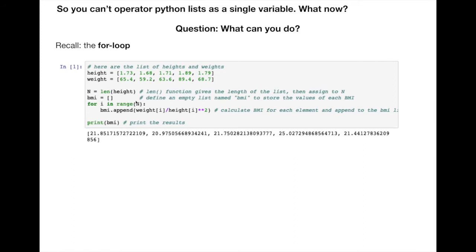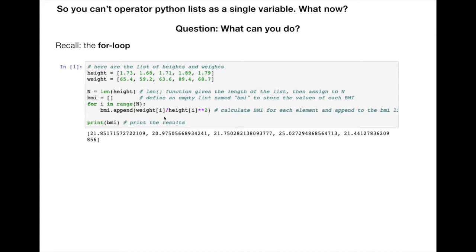One is that range n gives me from 0 to n-1. That's a list, a range of numbers, right? So I'm going to step through from 0 to n-1. For the first one, i is 0, so bmi.append something. I'm trying to append this number to the empty list bmi. So the first time i equals 0, I'm calculating weight[0] divided by height[0] squared. That's the BMI of my first patient.